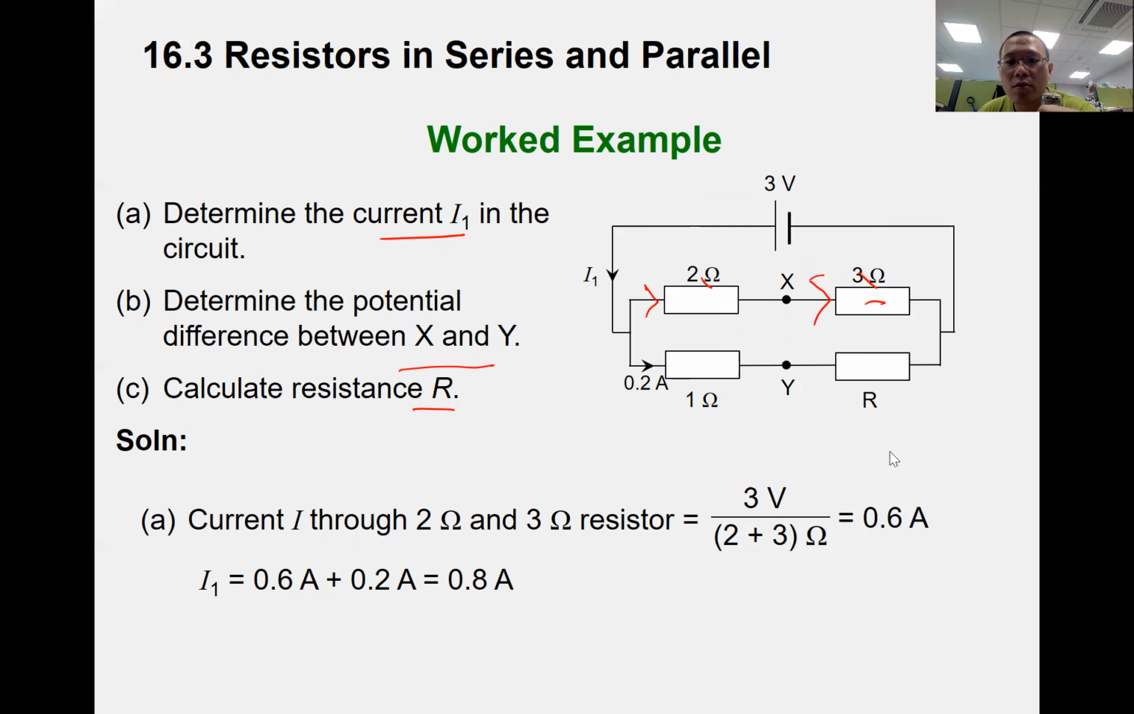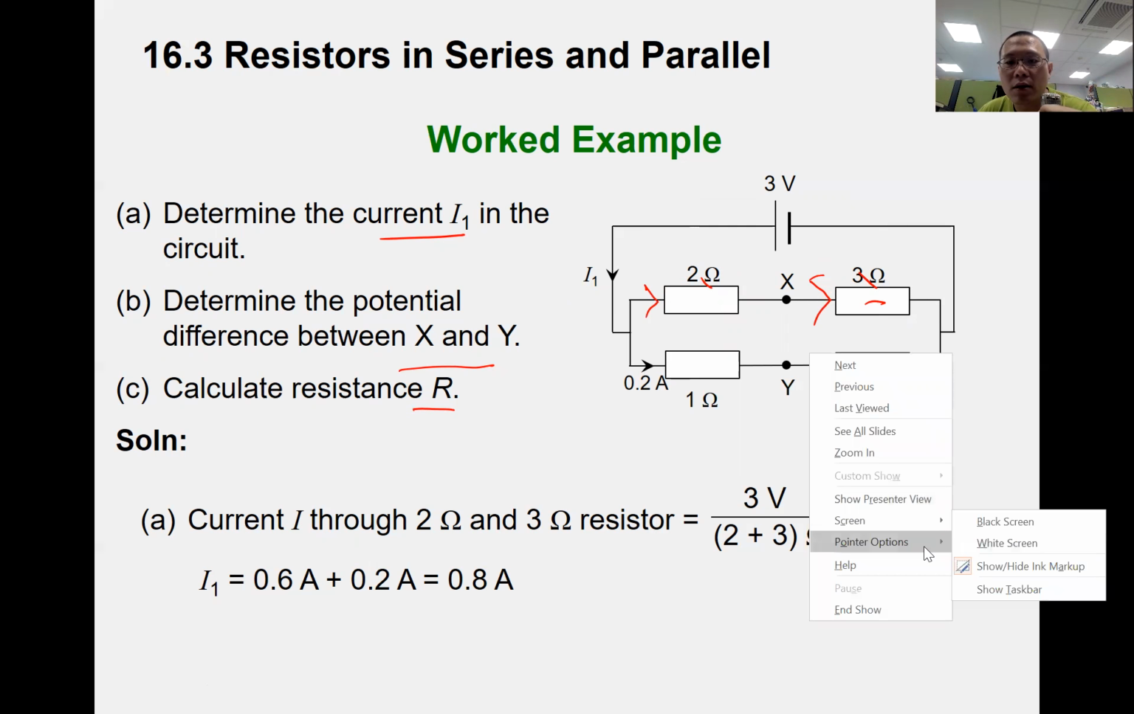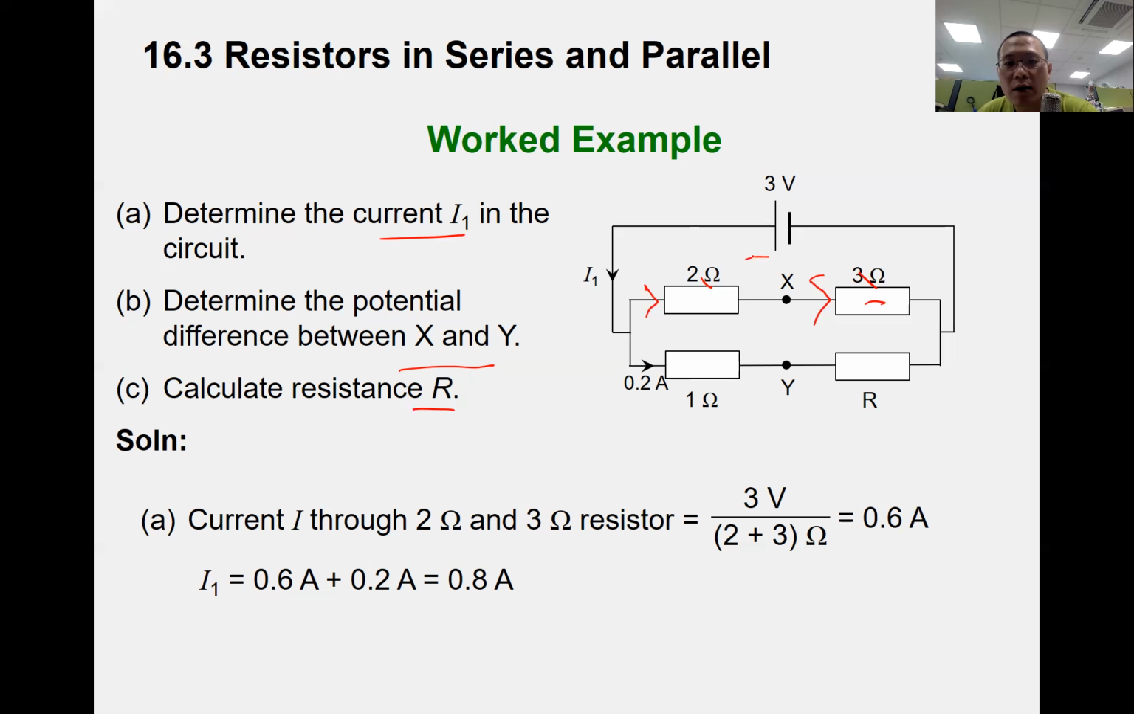Okay, so this, let's say Ix. Same thing, because I know 1 ohm and R ohm are in series also. So I will know that this current is actually the same as this current. So the 0.2 amp will actually be here also. Now, things to take note: is Ix equal to 0.2 amp? Are these two currents the same or not the same? We don't know. Leave it to the math. The math will actually tell us.